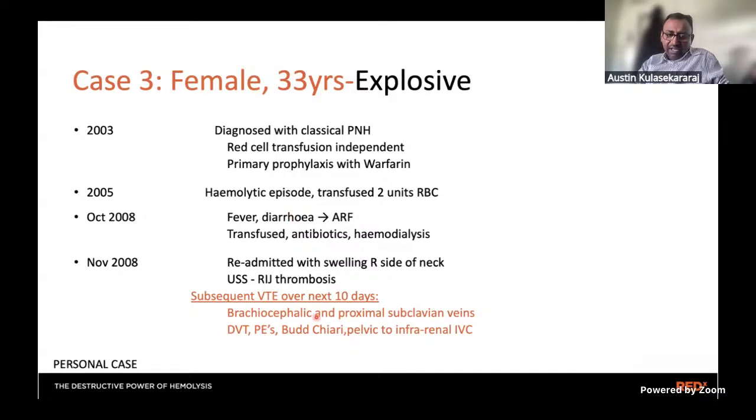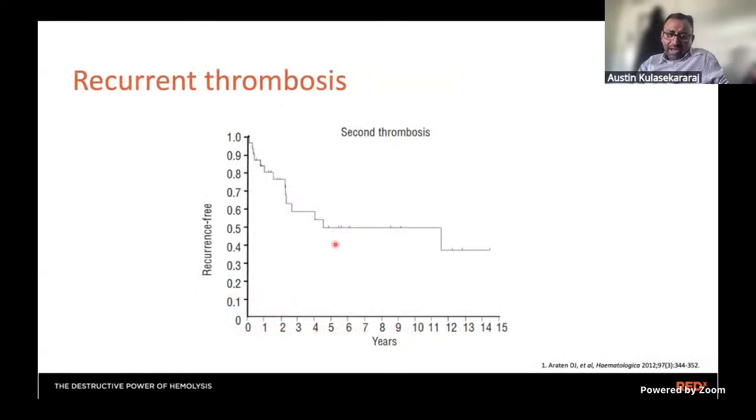This patient had clotted off right from the top of the neck to the infrarenal IVC within a period of 10 days as well, due to her PNH and thrombosis as well. And this again was alluded to, if you get a first thrombosis, there is a 50% risk these patients will get a second thrombosis unless they are treated with anticoagulation. This is where I think secondary prophylaxis doesn't work.